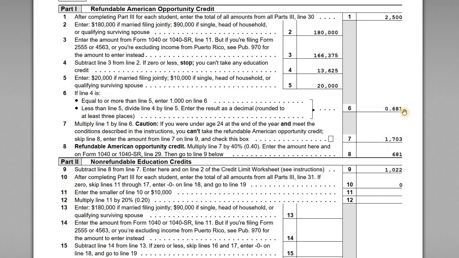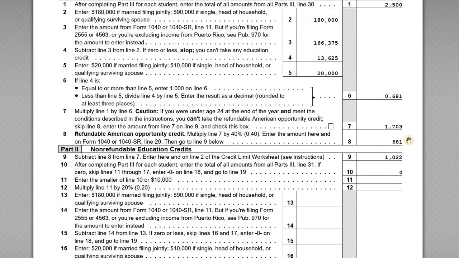So we've got 0.681. Now we take our $2,500 figure, multiply that by 0.681, and we're left with $1,703. So we've got the line 7 figure on there. Now line 8, the refundable portion of the credit is line 7 times 40% gives us $681. And so this is the refundable piece of the American Opportunity Tax Credit, which is entered on the 1040 line 29.